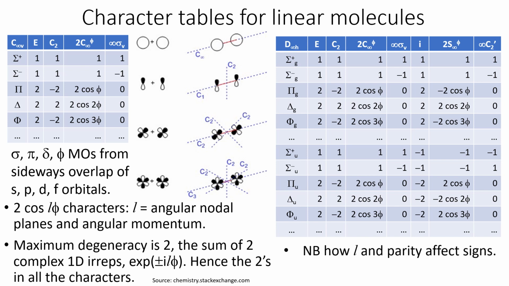And so we've seen in our discussion how the angular momentum quantum number L, and the parity are affecting the signs of the various characters. And finally we saw C2 as a special case as it's self-inverse.